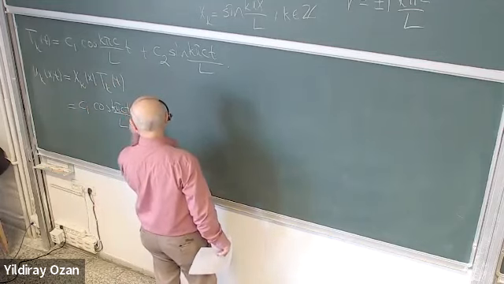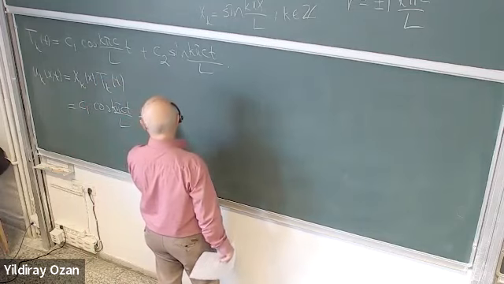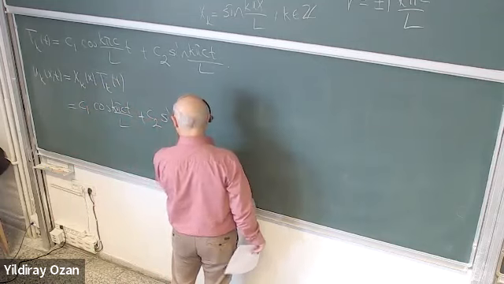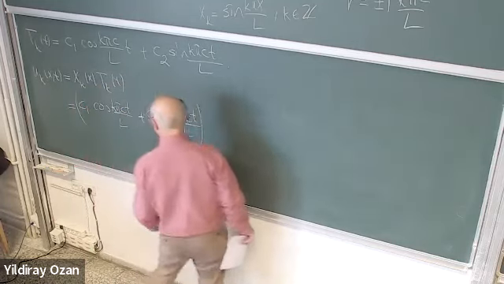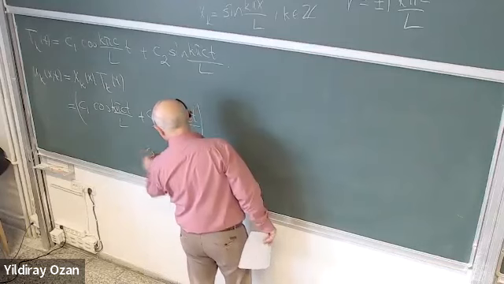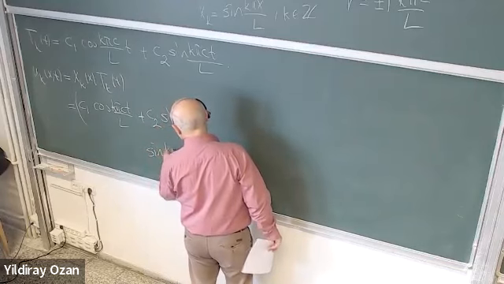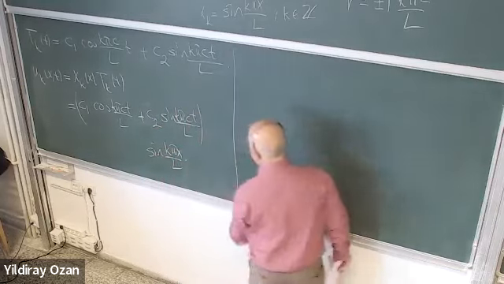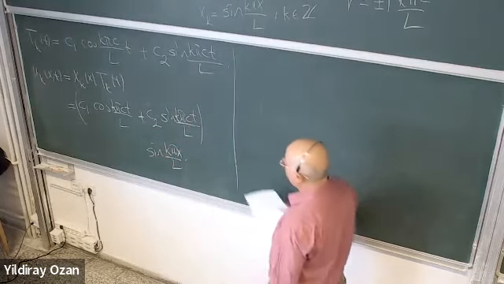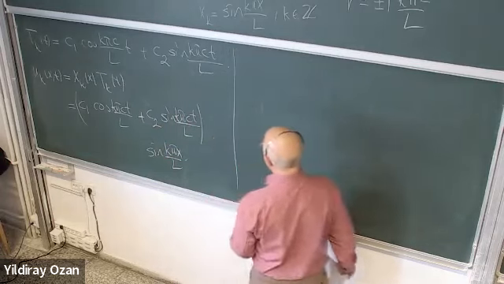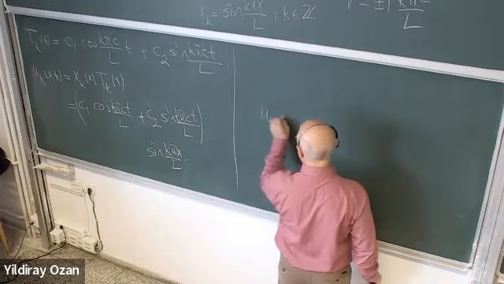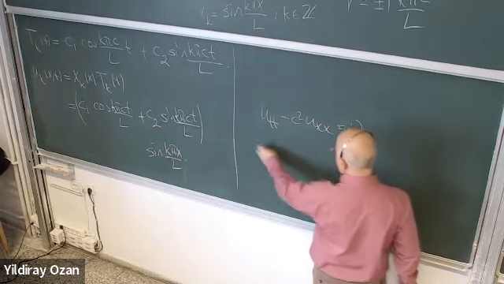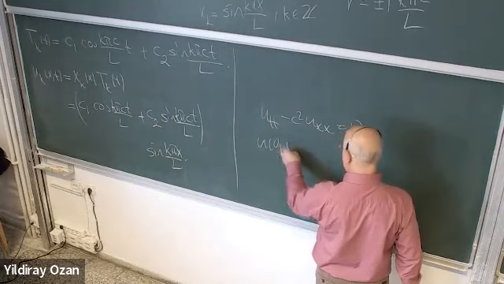plus c2 sine k pi c t over L, and then the whole thing is multiplied with sine k pi x over L. All right, now for each k, I have one solution of the homogeneous equation, right? We have this homogeneous equation and homogeneous boundary conditions.